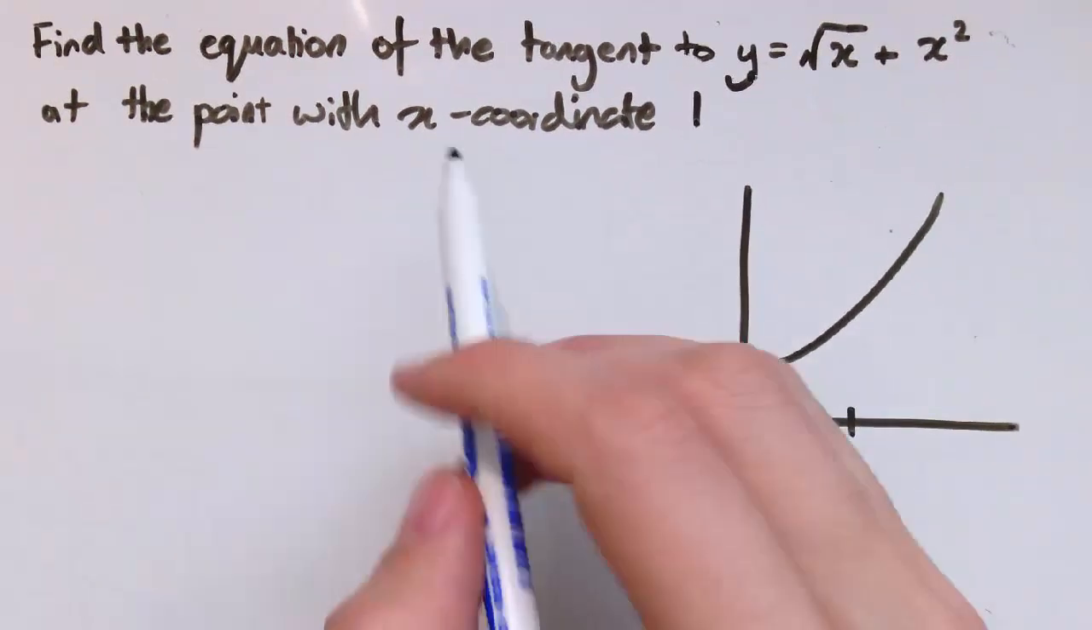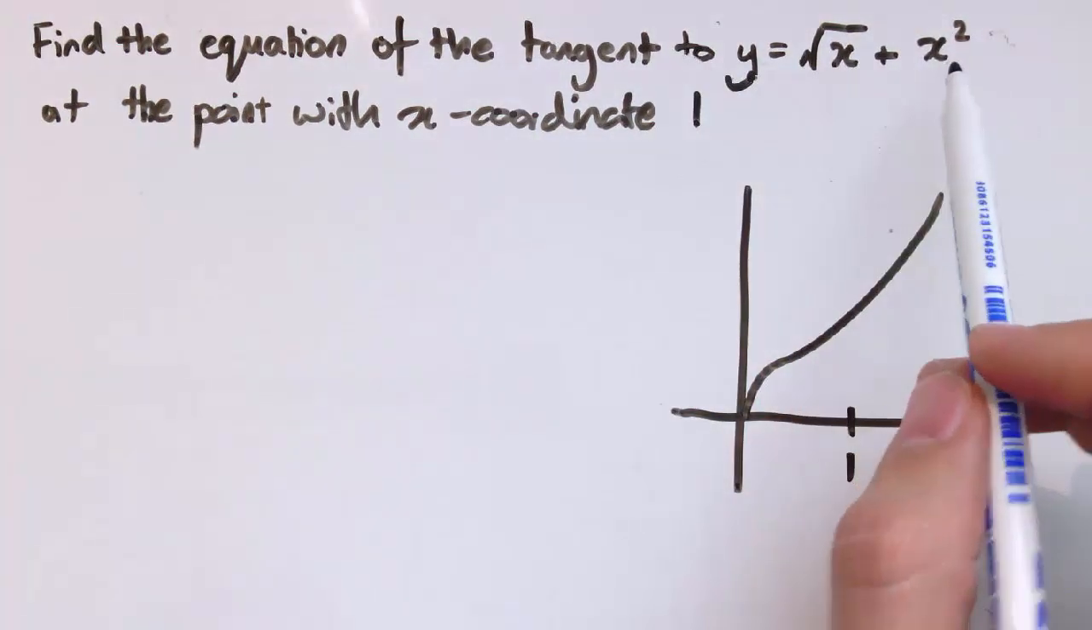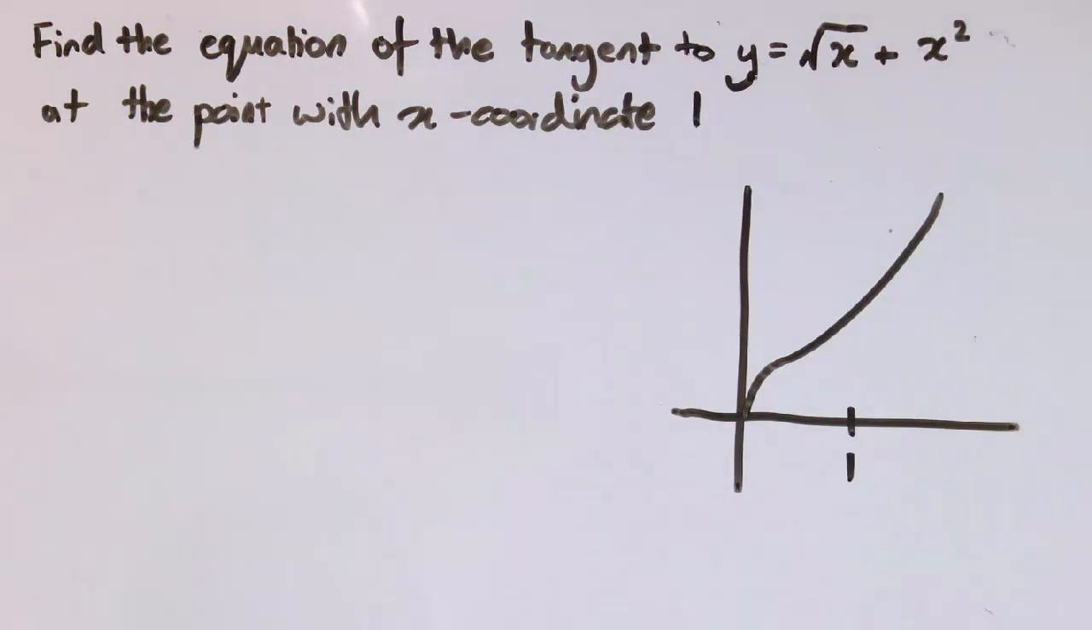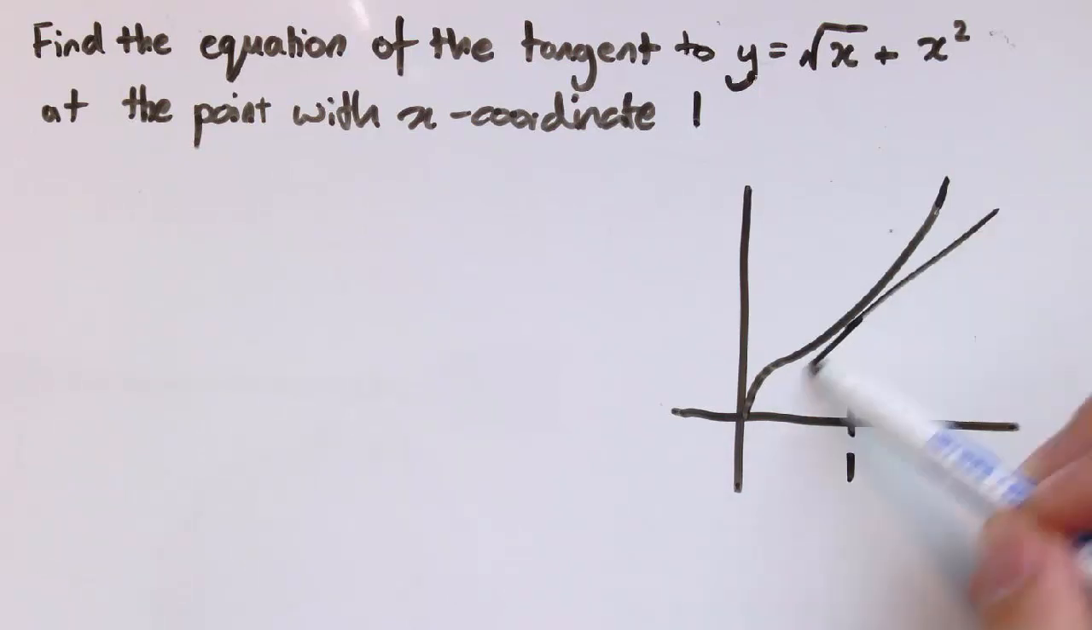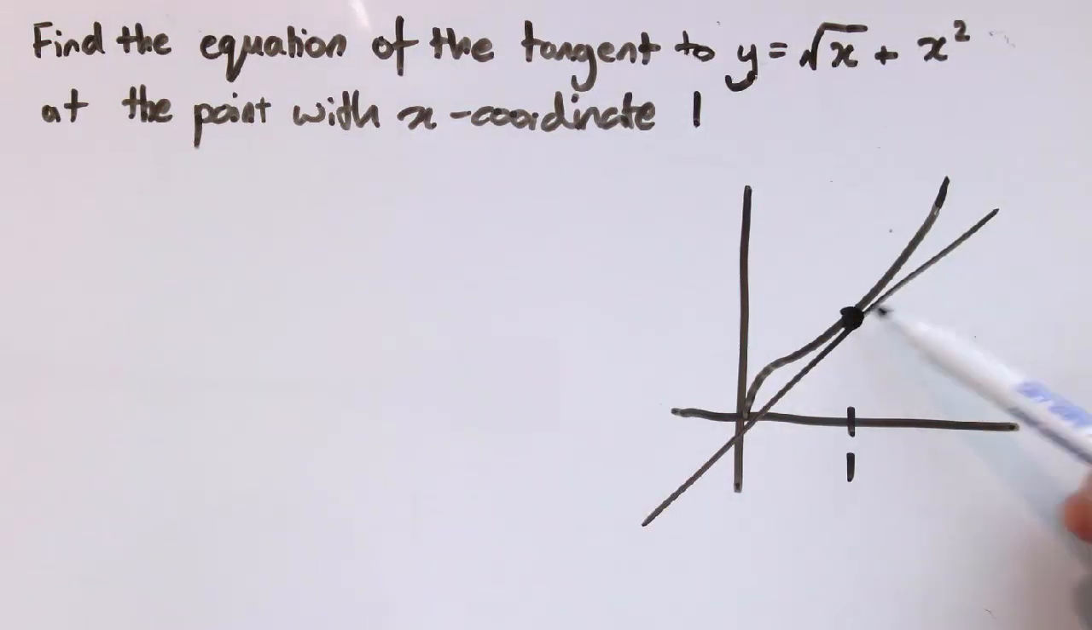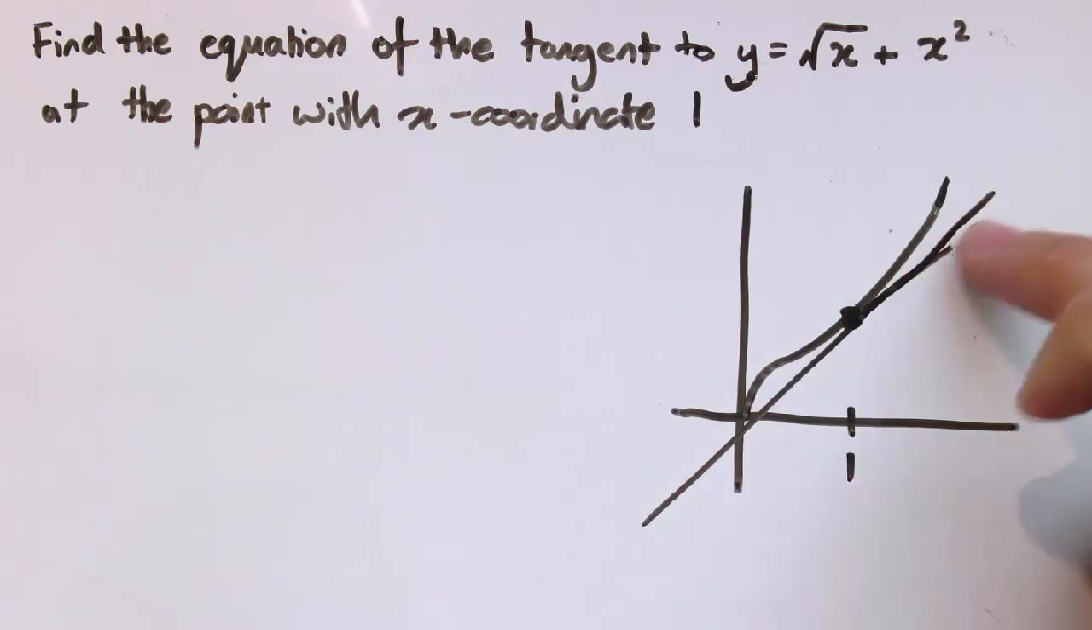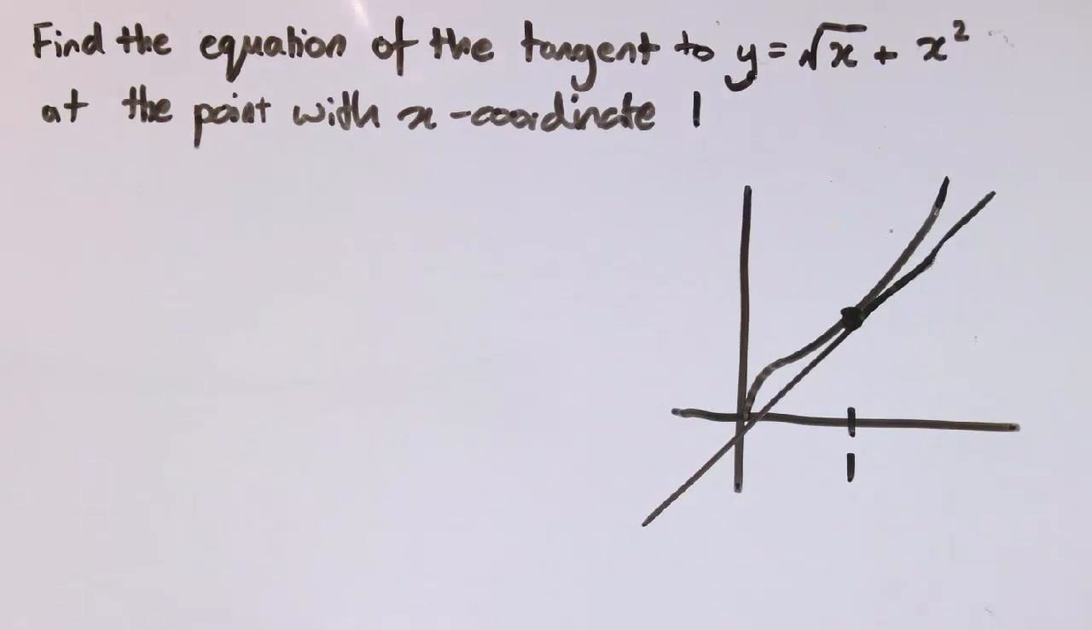What about the equation of the tangent to y equals root x plus x squared at the point with x coordinate 1? Again, I've kind of drawn roughly what this graph looks like. It's not an especially pretty one, but it looks like that. And so at x equals 1, again the tangent is a straight line that's going to meet the curve at that point. It's going to just touch there, and it's going to have the same gradient as the curve at this point. So we'll go through the same steps.